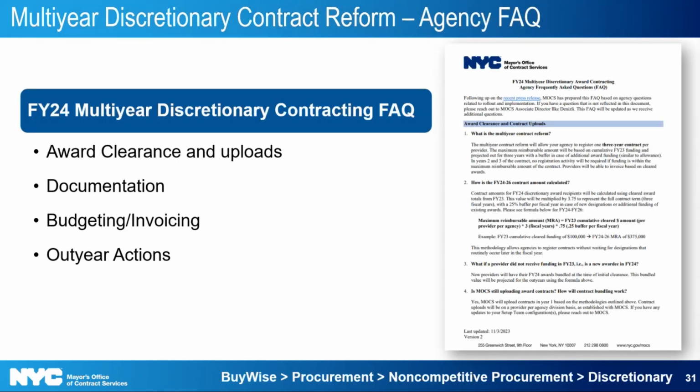More details and best practices on the multi-year reform can be found on Bywise in the agency FAQ. This document covers topics such as award clearance and uploads, documentation, budgeting and invoicing, as well as out-year specific actions. We are continuously updating the FAQs for this reform, so if you have any additional questions, please feel free to share them with the MPO team, and we will review them for the next update.